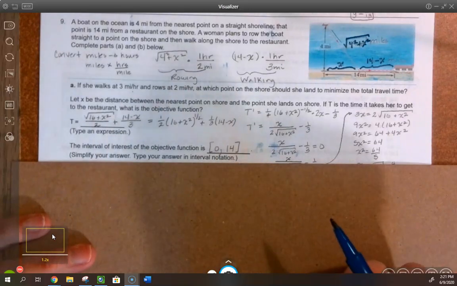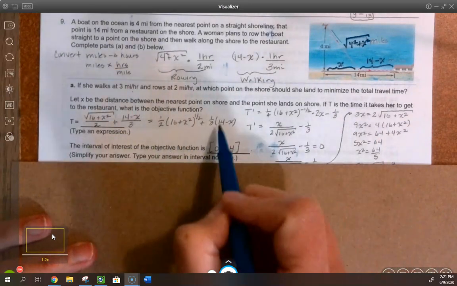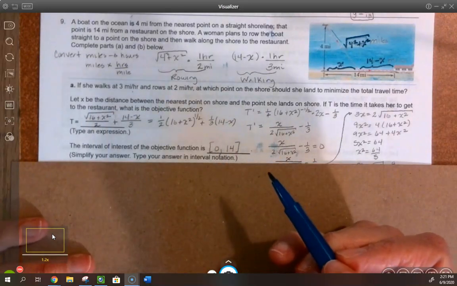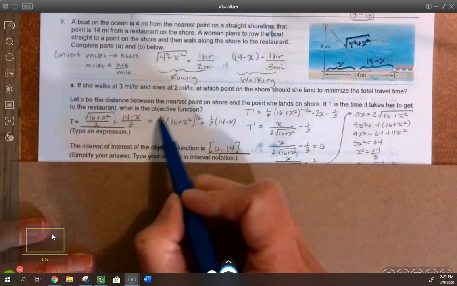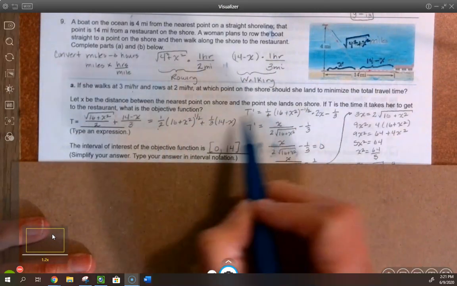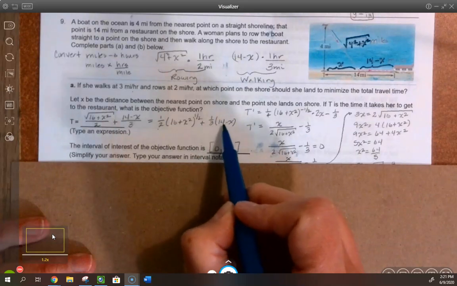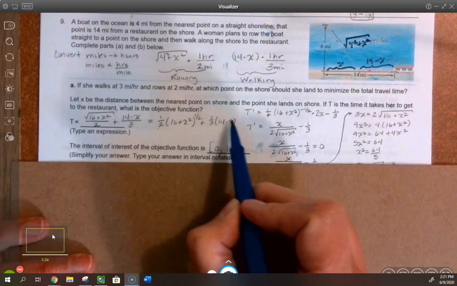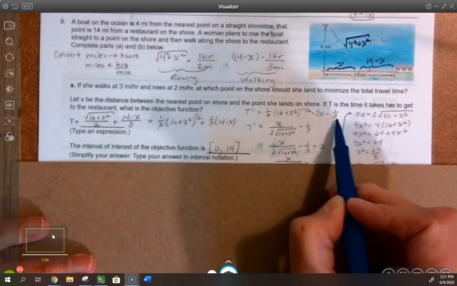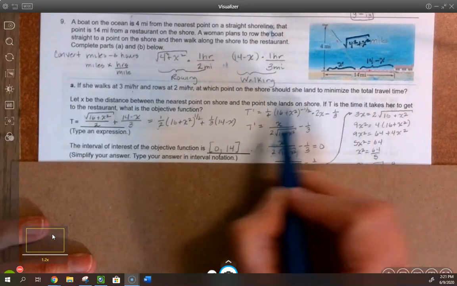Now we take our time function and take the derivative of it. We want to use our calculus now. So take 1/2 times 1/2, which is 1/4, times 16 plus x squared to the negative 1/2. Derivative of this: 1/3 times 14 would be a constant. 1/3 times negative x would be negative 1/3 x, and the derivative of that is negative 1/3. I think I missed saying, let me go back to this.